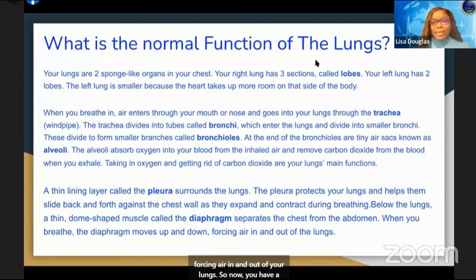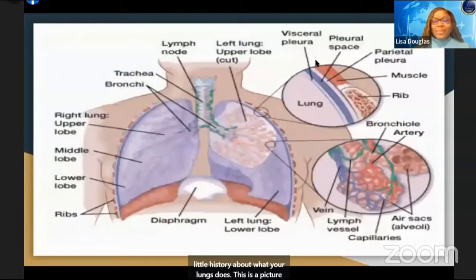So now you have a little history about what your lungs do. This is a picture of what your lungs look like: your trachea, your bronchi, the lobes that I just spoke about, as well as your diaphragm.